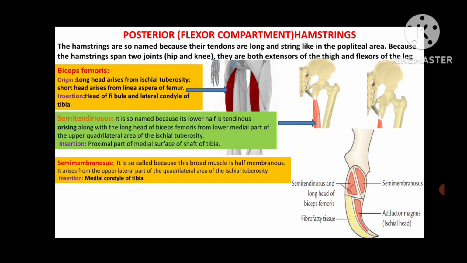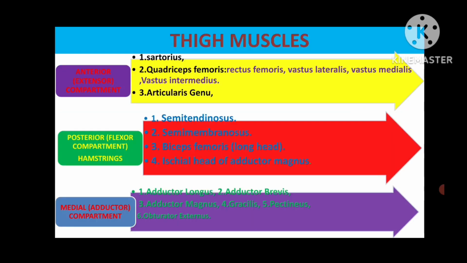All these compartment muscles are arising from the ischial tuberosity. If you divide the ischial tuberosity into two compartments, the upper lateral portion gives origin to the semimembranosus. The lateral portion gives origin to the semitendinosus and the long head of the biceps femoris. All these muscles together are known as the thigh muscles.